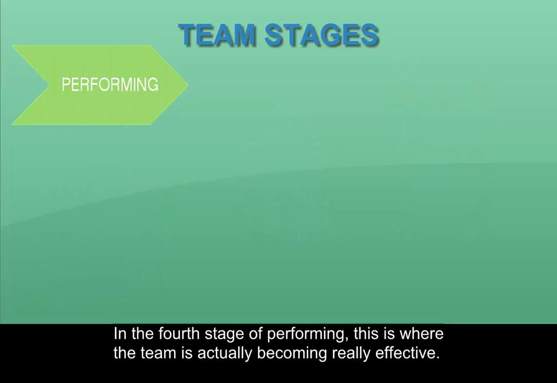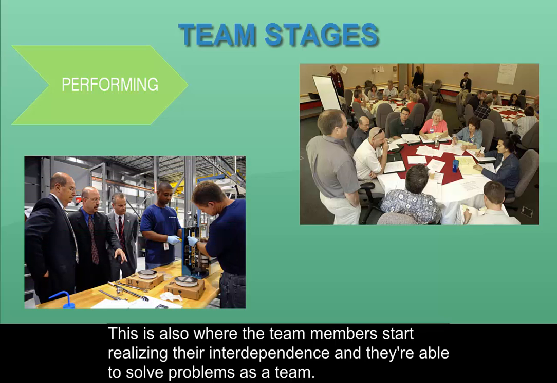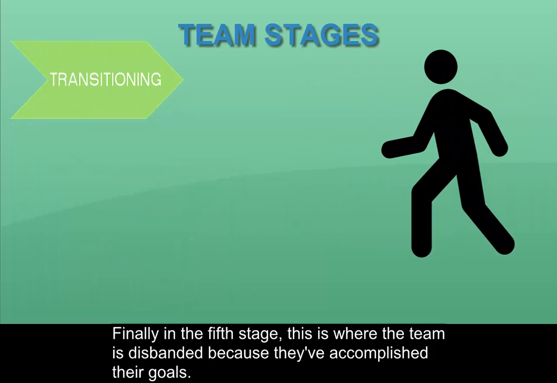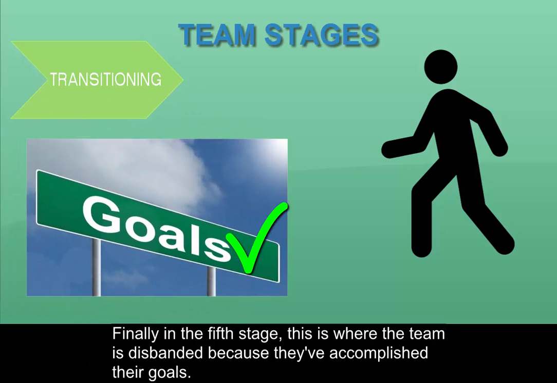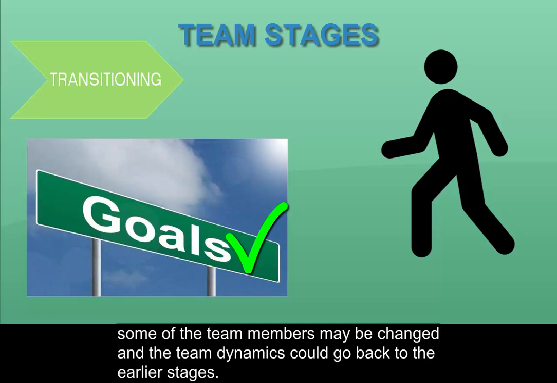In the 4th stage of performing, this is where the team is actually becoming really effective. The skill sets complement each other, and the synergy is created. This is also where the team members start realizing their interdependence, and they're able to solve problems as a team. And then finally, in the 5th stage, this is where the team is disbanded because they've accomplished their goals. And so the team members will go on to other activities. However, if the project is continued with an additional scope, some of the team members may be changed, and then the team dynamics could go back to the earlier stages.